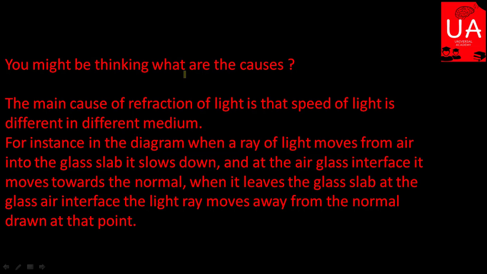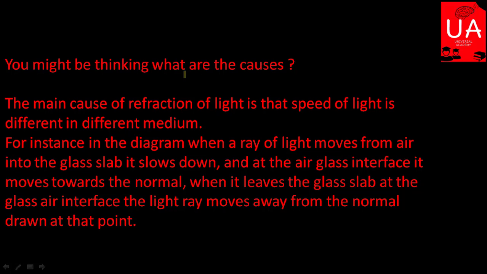So you might be thinking, what are the causes? The main cause of refraction of light is that the speed of light is different in different media. For instance, in the diagram, when a ray of light moves from air into the glass slab, it slows down because glass is optically denser with respect to air, and at the air glass interface, it moves towards the normal.